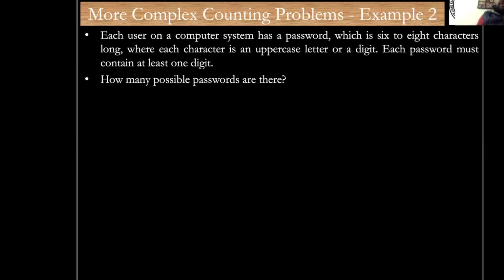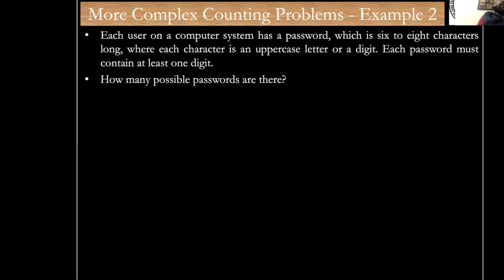We can just take it out from the number of passwords that are allowed, that we've calculated in total. And from the total number of passwords, if we exclude the ones that are not allowed, we'll be counting the ones that are allowed. And that is the solution here. How many possible passwords are there? So each password that contains no digits will not be allowed. So how many passwords are there?